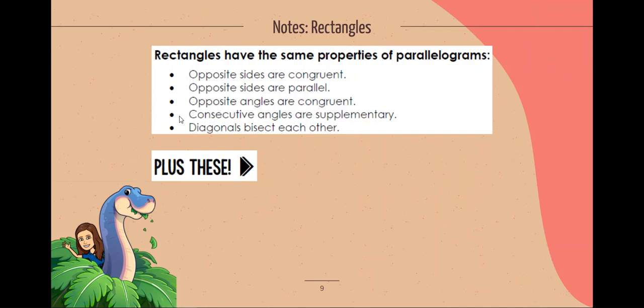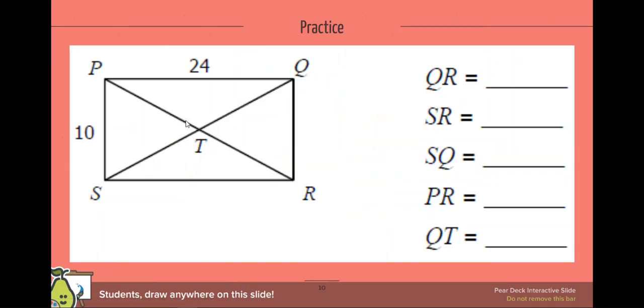What makes a rectangle different from a parallelogram are these two additional properties. A rectangle also has 4 right angles, and it has diagonals that are congruent or equal to each other.